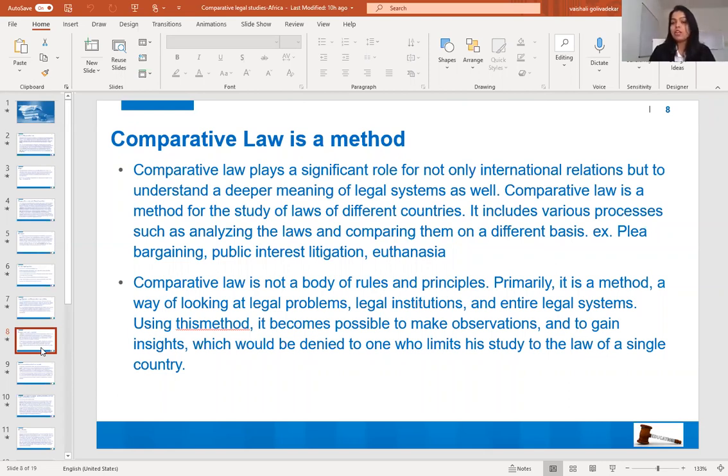This study is done by countries to make their law better. So comparative law is not a different subject or a law made by legislature or parliament, but it's a method. It's a study method. Comparative law plays a significant role not only for international relations, but to understand legal systems as well. Comparative law is a method for the study of laws of different countries. It includes various processes such as analyzing the laws and comparing them on a different basis.